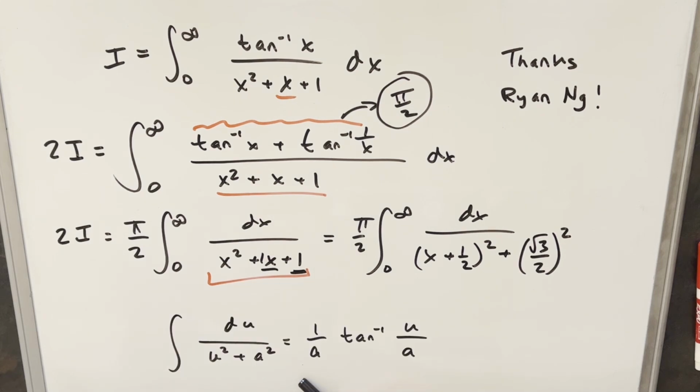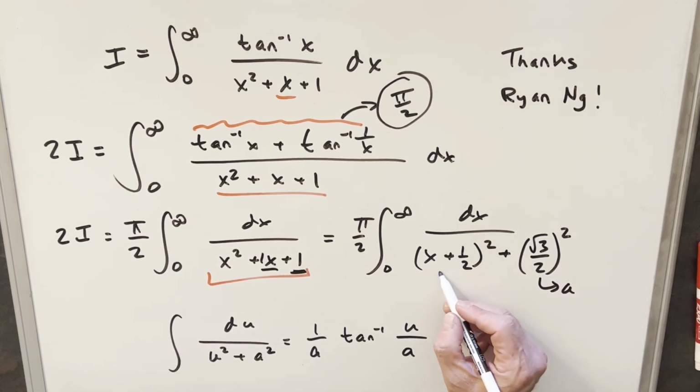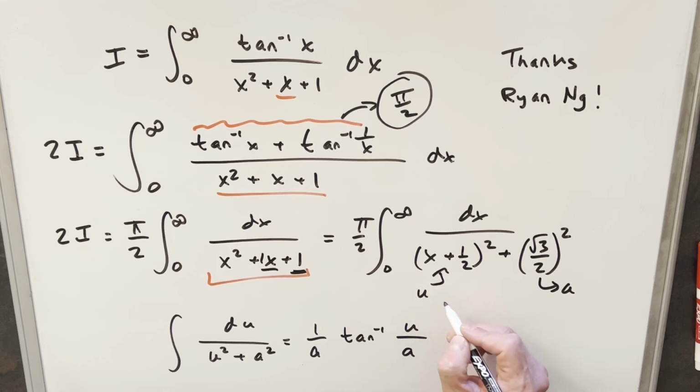Okay, so we have this formula down here in the bottom, and just notice this is exactly the same thing here. Like our a value is going to be this square root of 3 over 2 in this formula, and our u value will be this x plus 1/2. I'm not going to formally make the u substitution. We're just going to put it to use in this formula.